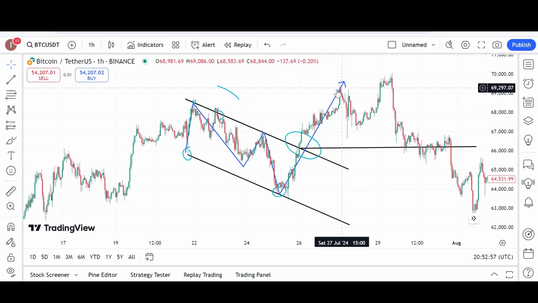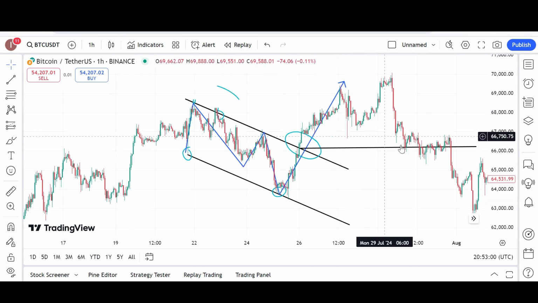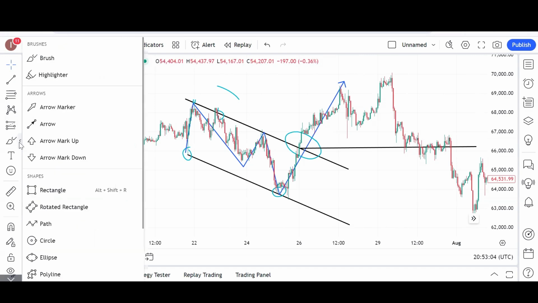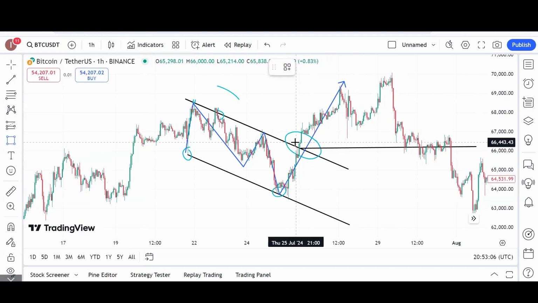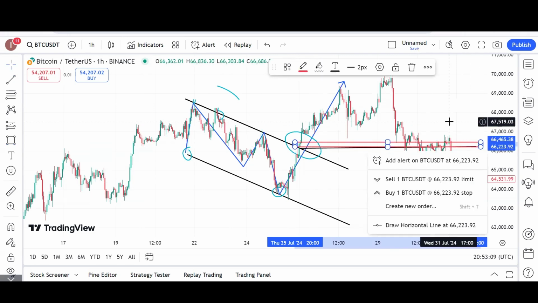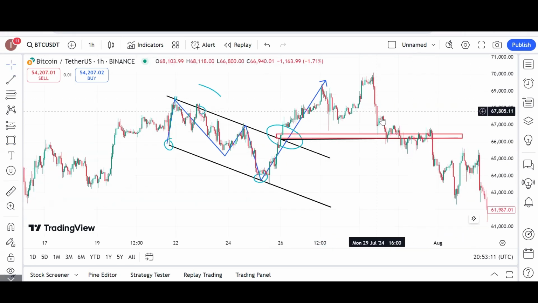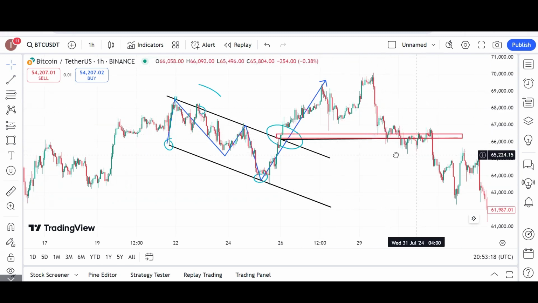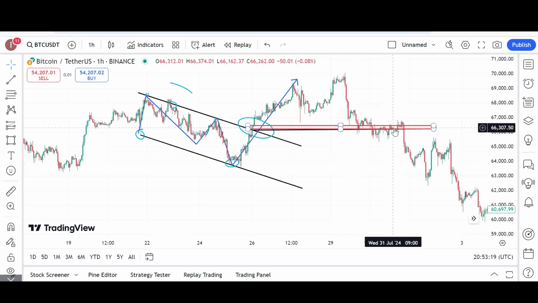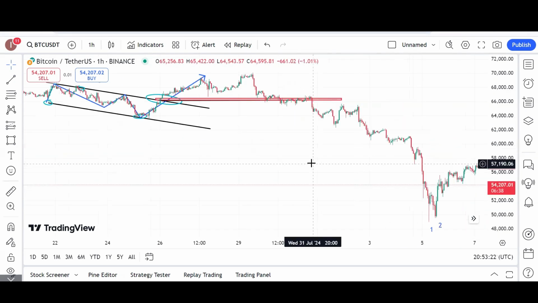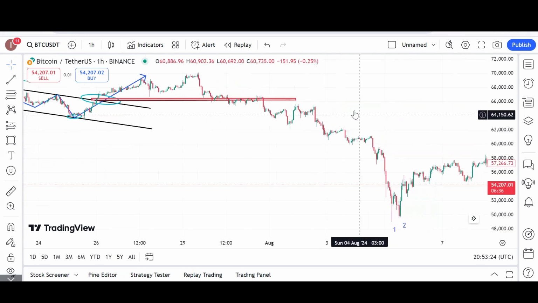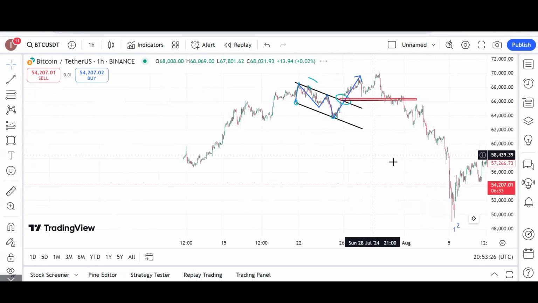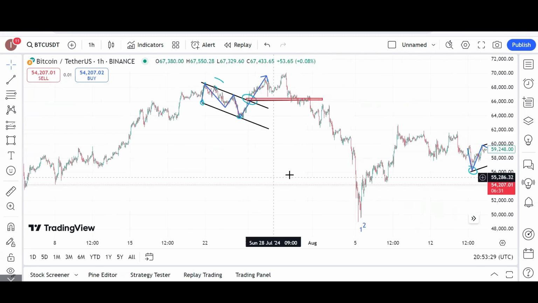As you can see, the market is trying to come near its support level again, but it's trying very hard to hold its support level. The market bounced back from two points, it consolidated, and then tested its support level, but it went downward again. As you can see, the market is again in the downward direction.